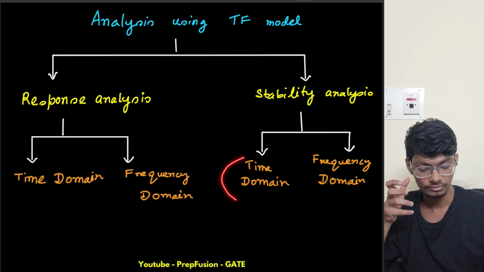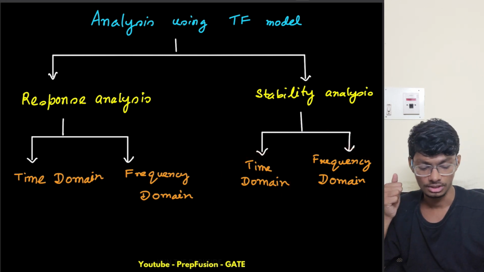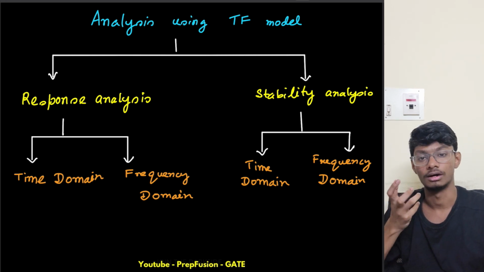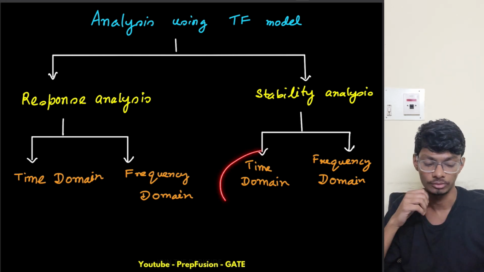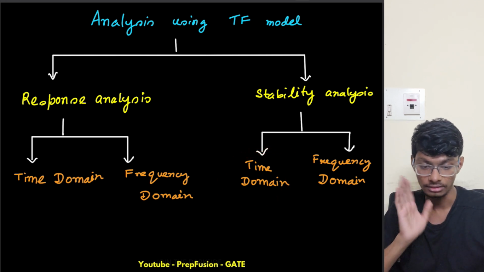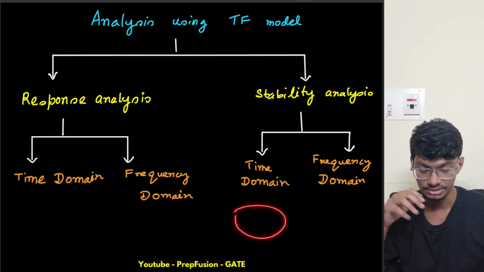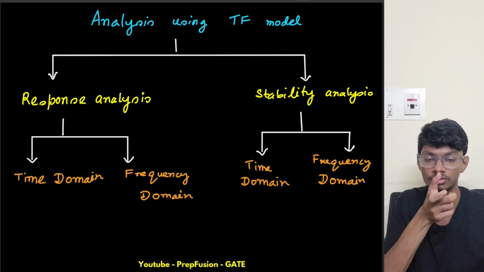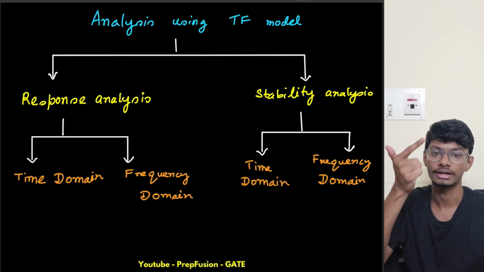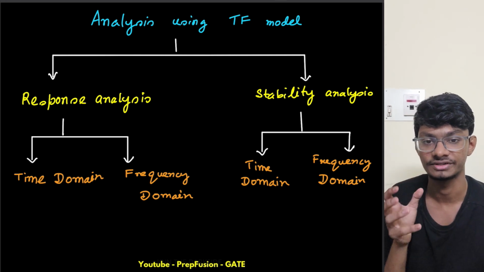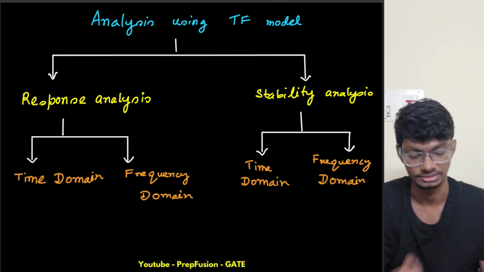Stability analysis is again for two forms, time domain and frequency domain. Time domain is how to know if the system is stable or not. In time domain, how do we do that? We do that using the Routh-Hurwitz criteria and the root locus. Those two topics help us in finding out about the stability of the system in time domain. And in frequency domain, what helps us find the stability of the system? Polar plot, Nyquist plot, then Bode plot, and from there we find the gain margin and phase margin. All those are frequency domain parameters, right?